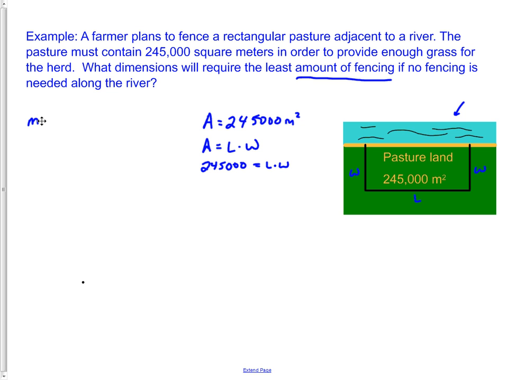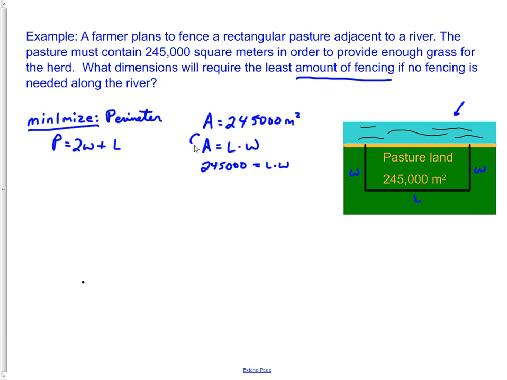So what we really need to do is build a function that we're going to minimize. So if we're asked to minimize something, we say, well, what do we minimize? The answer is the perimeter. And do you know how you get a perimeter? Well, in this case, the perimeter just means adding up all the sides. So we're not going to say two widths plus two lengths because we don't need any fencing along the riverside here. We just have one length. So it's going to be 2 times the width plus 1 times the length. And we need to minimize the perimeter.